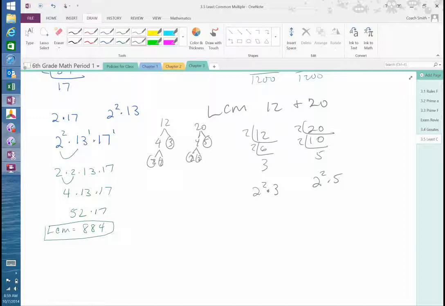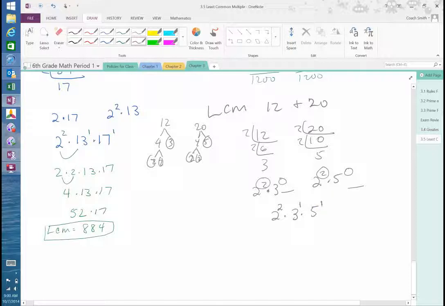Now, what are the prime numbers that are used in this problem? 2, what else? 3, and 5. So 2, 3, and 5 are the prime factors that are used. Now I have to find out which is the greatest power of each one. I have 2 to the second, 2 to the second. So I use it what? 2 to the second. Greatest power. I have 3 to the first, no 3. So I use it what? Once. I have 5 to the first, no 5. One time. So I say 2 to the second, which is 4, times 3 times 5. 4 times 3 is 12 times 5. 60. So the LCM is equal to 60.